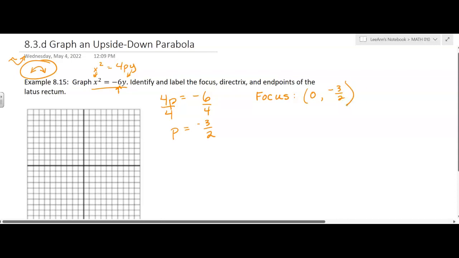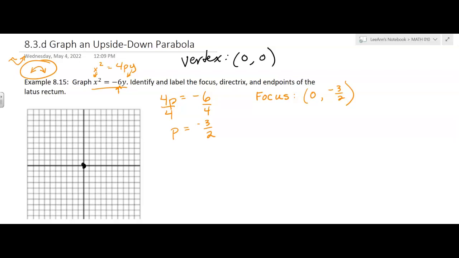Now, the way you can think about that, we know the vertex, which they don't mention, but the vertex is at the origin. Sometimes they'll say, what's the vertex? But we know the vertex is at the origin because of the form we have. So you want to draw that in. That's a point on the parabola, and we're going to need that point.